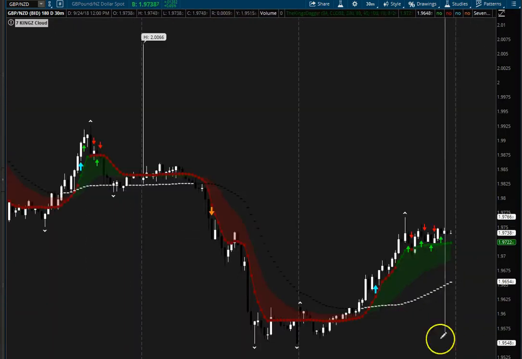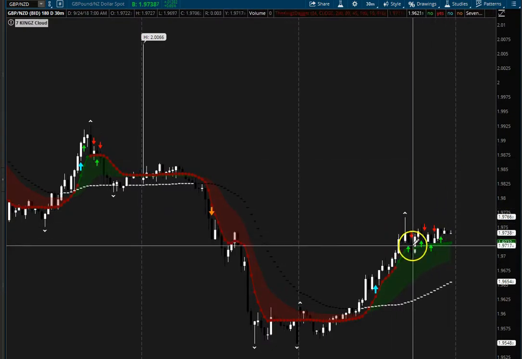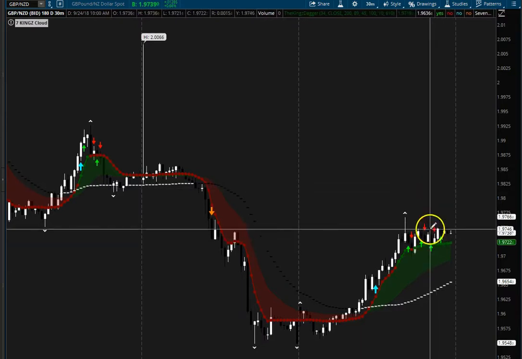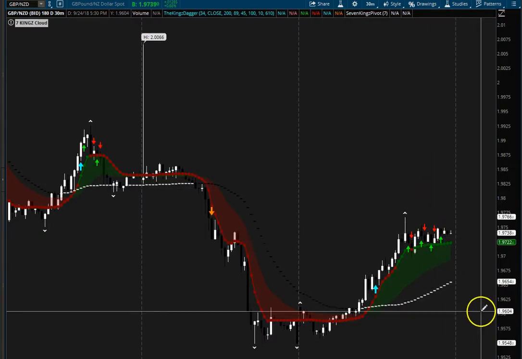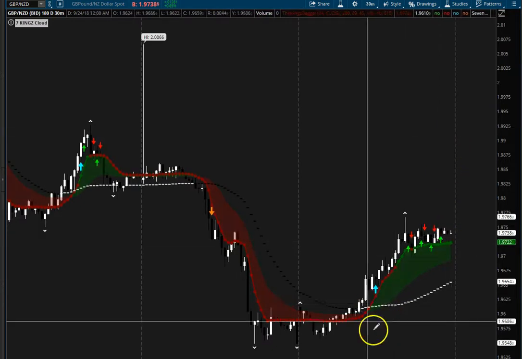That being said, right now this consolidation could just be a build up to continue going. So we don't know if this move is done and it's going to consolidate and reverse, or if it's just consolidating, building up more orders to push forward.